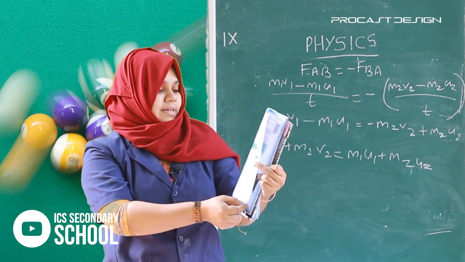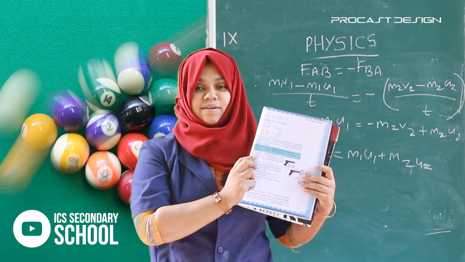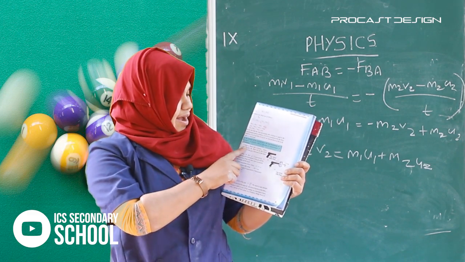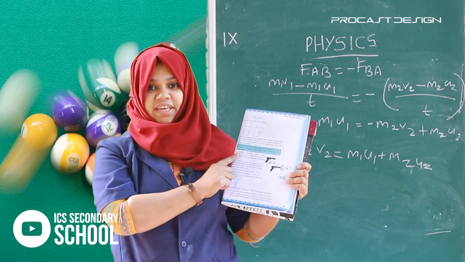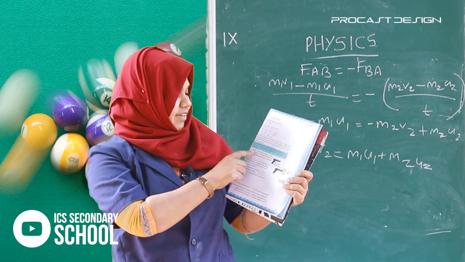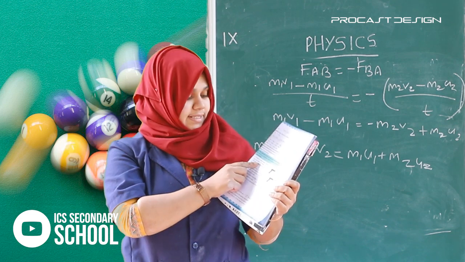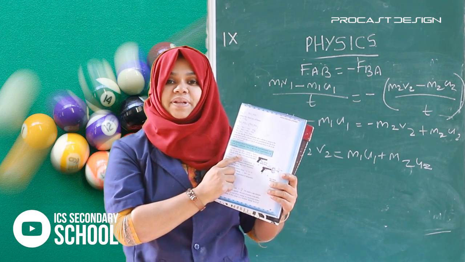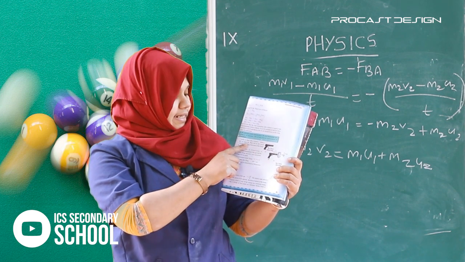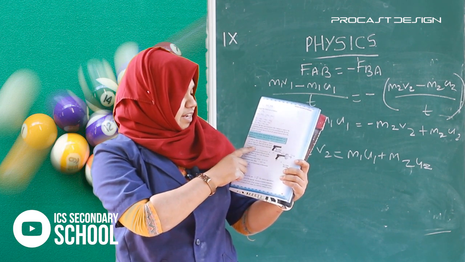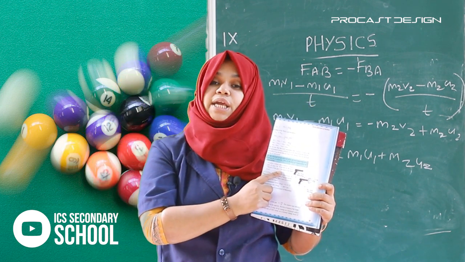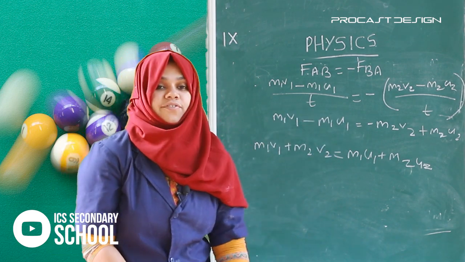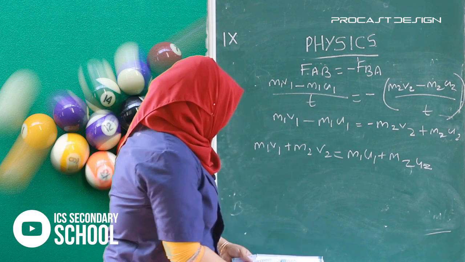Next there is a problem related with a bullet. A bullet is fired with a velocity v from a gun of mass capital M. What will be the recoil velocity of the gun? How can we find out the recoil velocity of the gun?